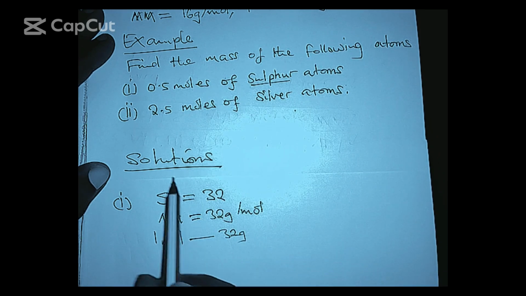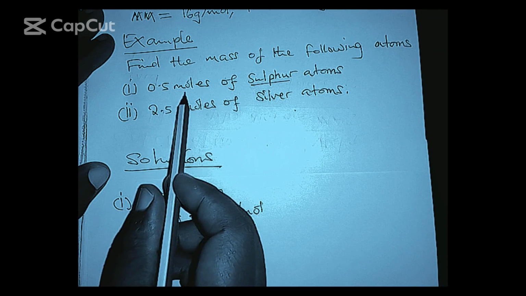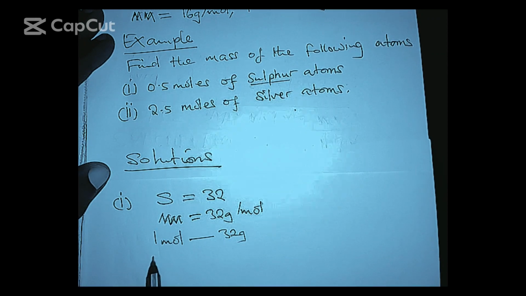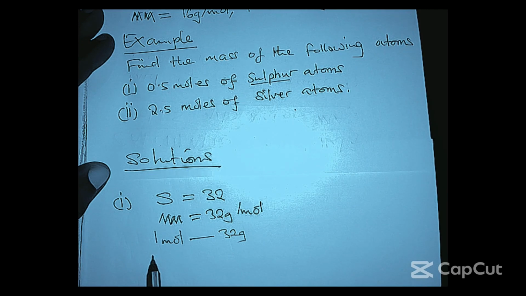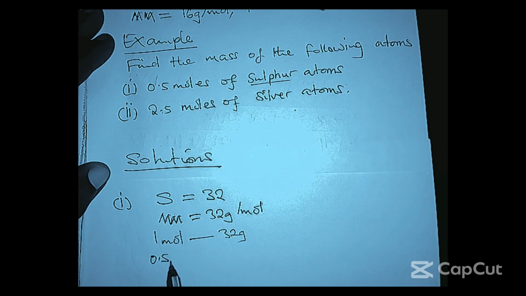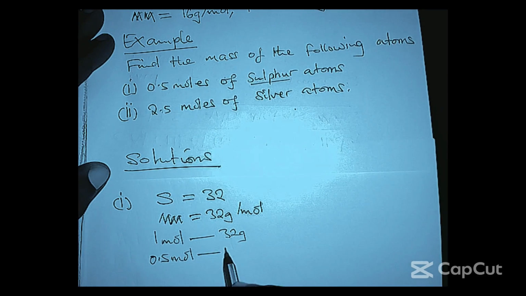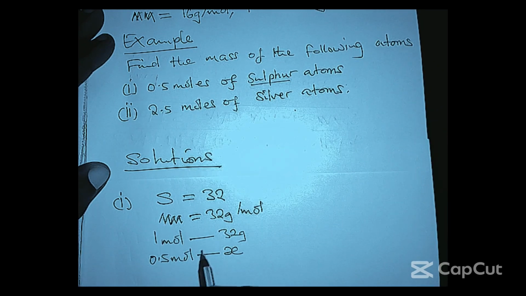So now, how about in 0.5 moles? You see the interesting part. So this one will say, how about in 0.5 moles? What mass is there? We'll put X. Then we'll cross multiply.